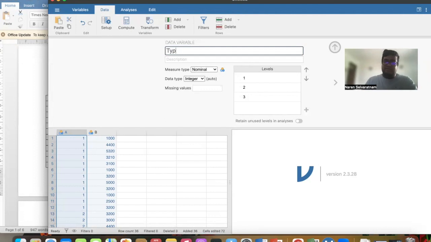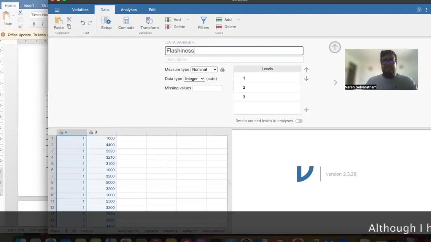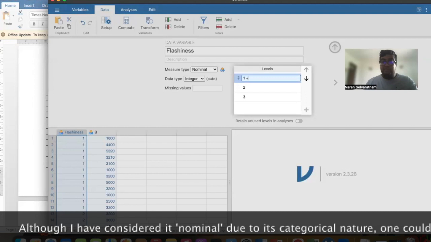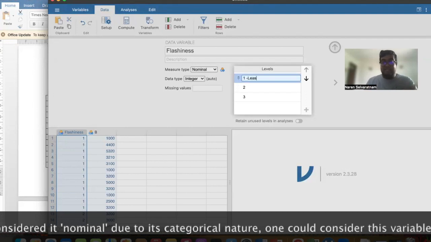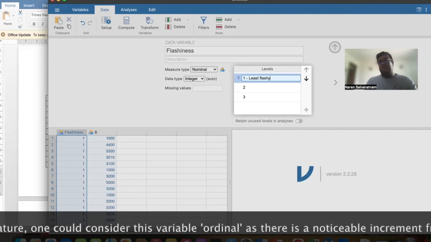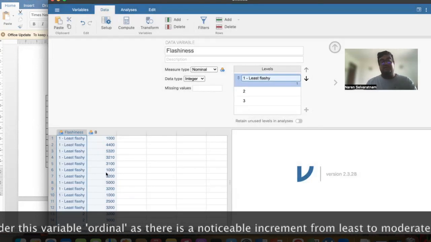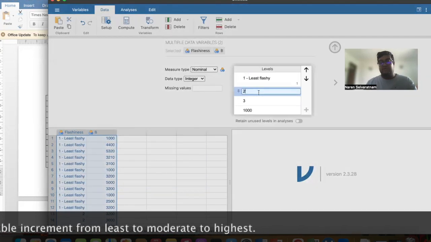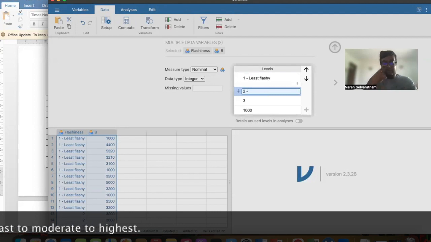But here I'm going to just type "type of casino." But if you want to make this more comprehensive, maybe you could just say flashiness. This is a nominal variable, data type would be integer. The first one, number one, represents cowboy casinos, which is the least flashy option here. So I'm going to just type this. See, it suddenly changed everything to least flashy. But still, the software knows that number one represents that, so it can make any calculations with that.